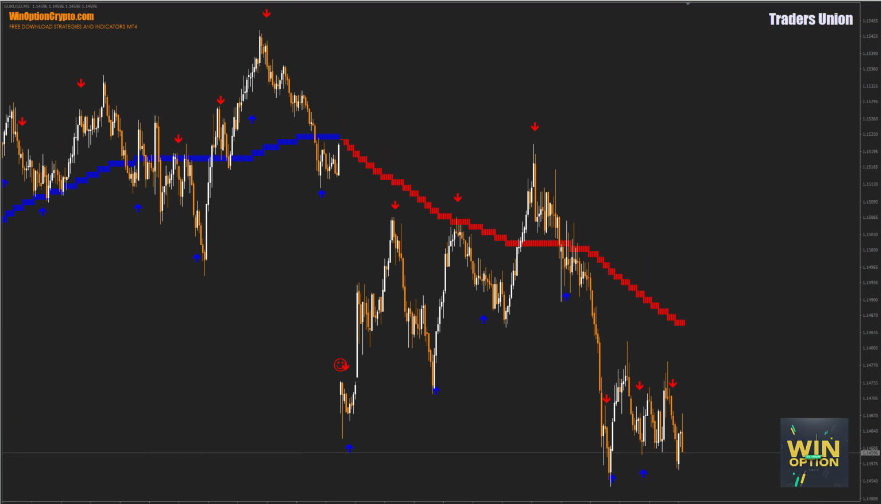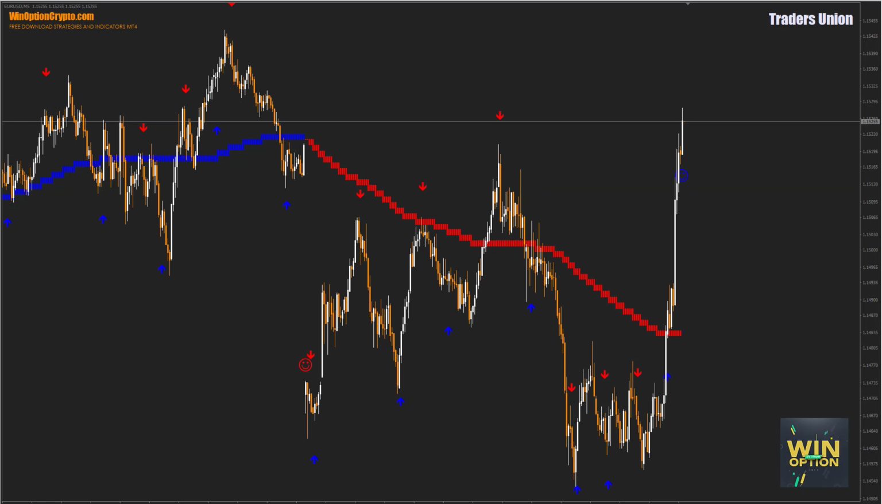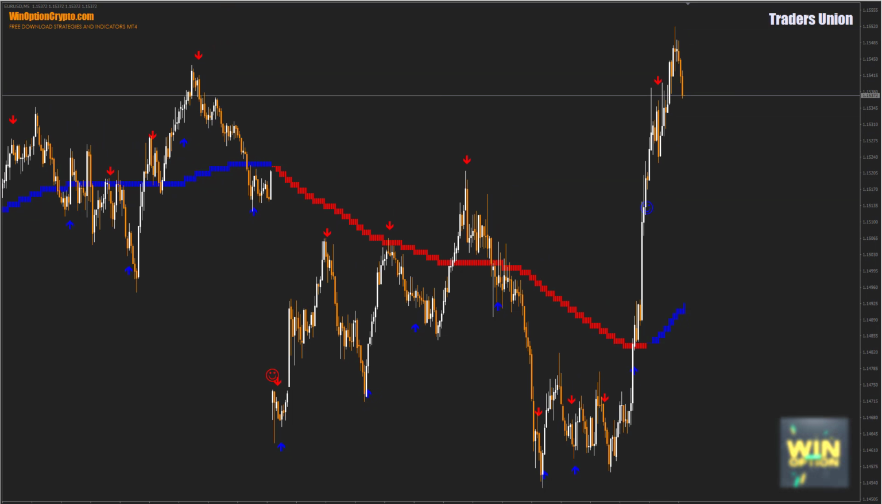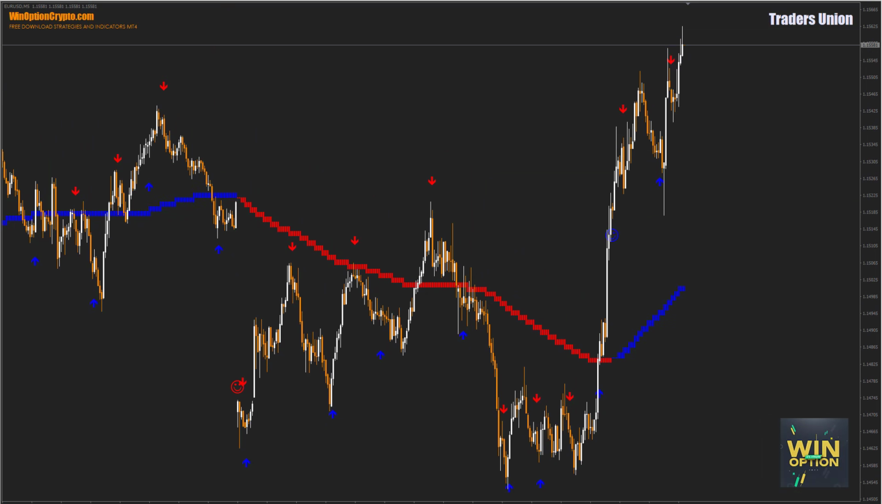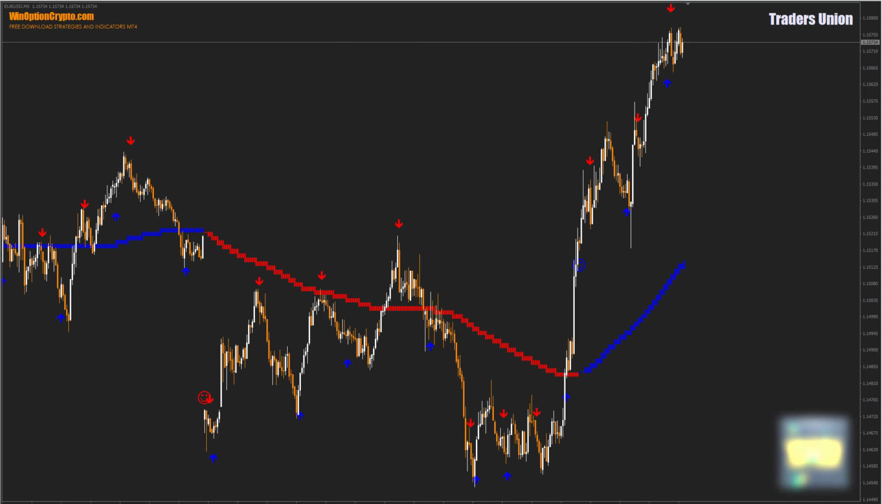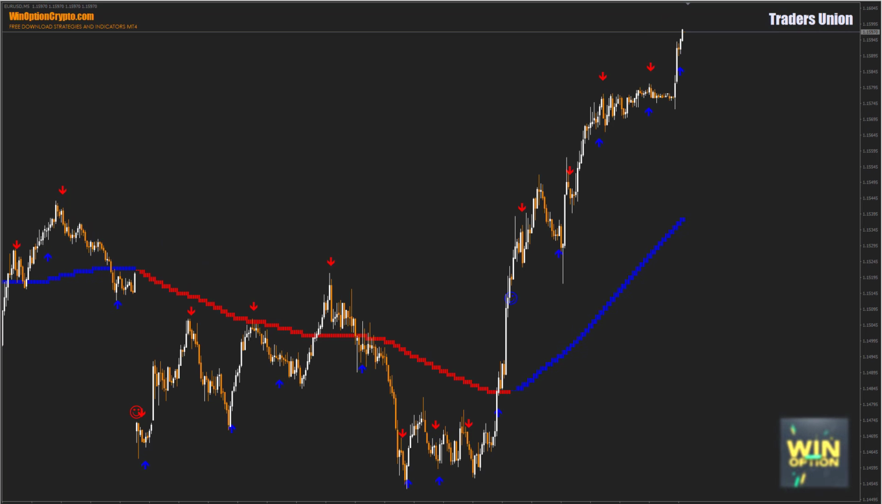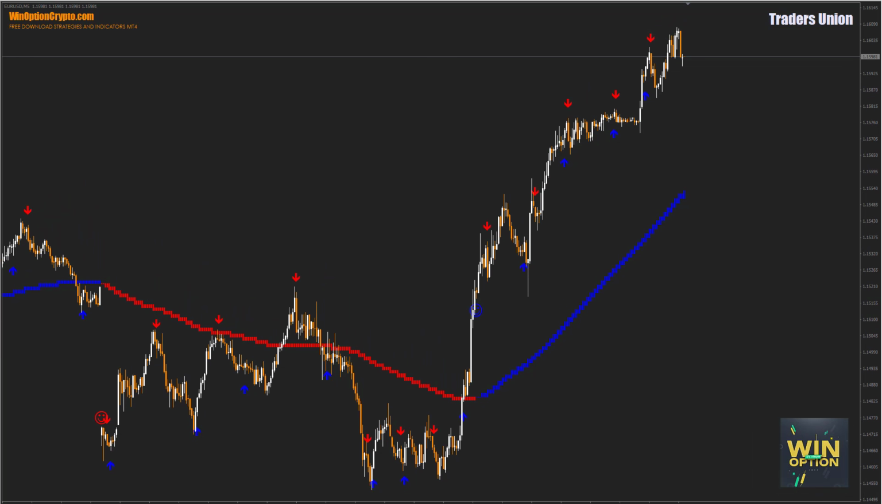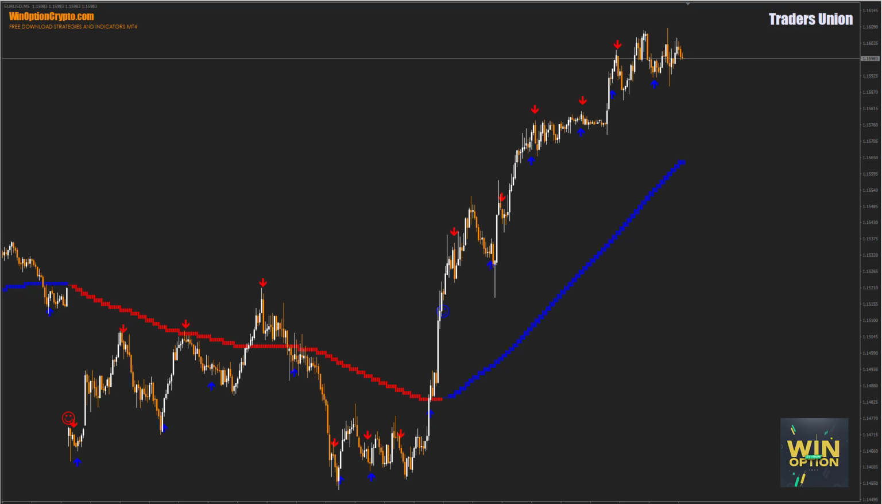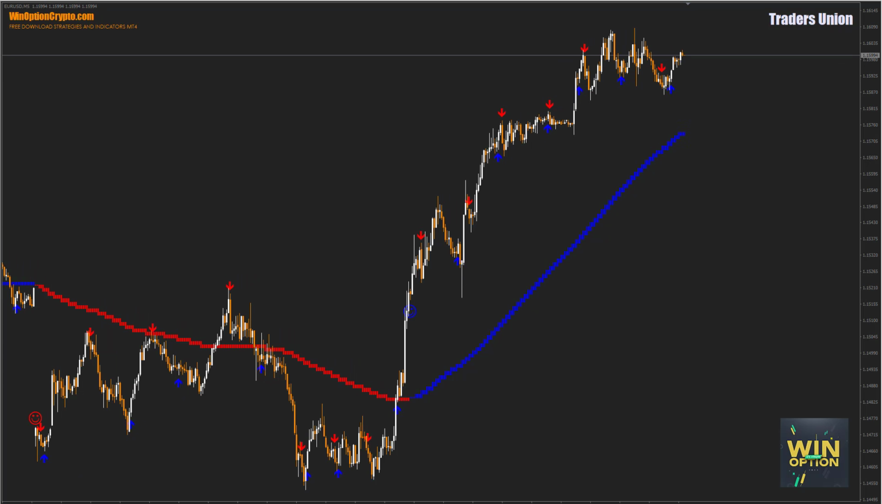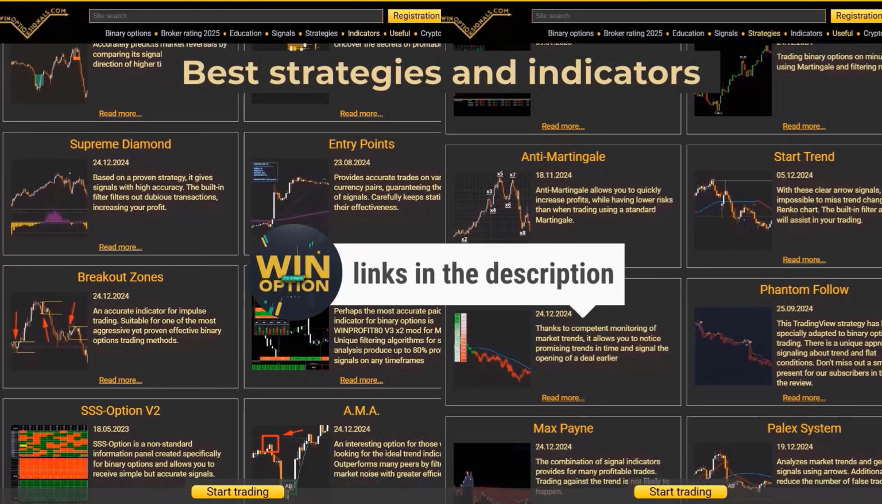Overall, the Trader's Union binary option strategy provides the trader not only with information about the direction and strength of the trend, but also with high-quality signals for buying call and put options. Thanks to the advanced alert system, which can be received via push notifications, email, and pop-up messages, the trader will not miss the next signal to open a trade or the moment the trend direction changes.